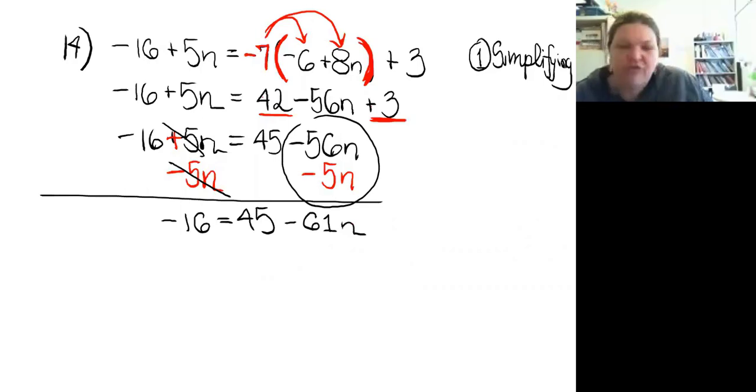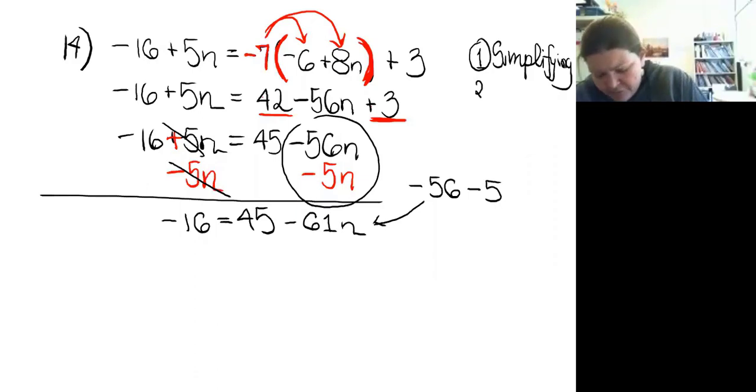61n. Gross. But your calculator will do that for you if you're feeling really uncomfortable. Just remember that your calculator can't handle letters. You would just have to do the negative 56 minus 5 in your calculator. Okay. Almost done, almost done. So now that I got my variable terms together, I really can start isolating the variable.